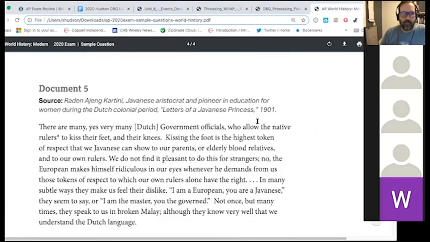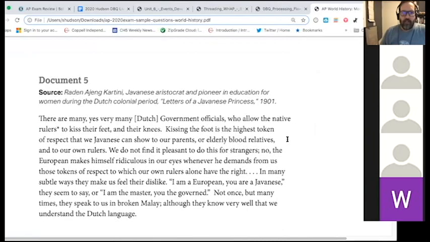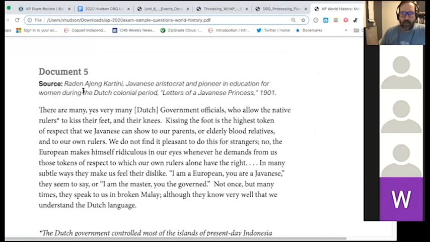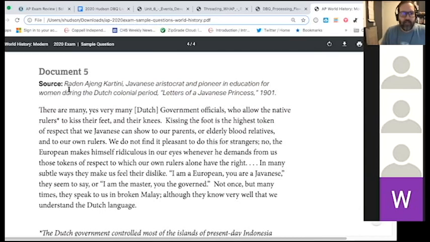And then we go to document 5. And I'm already relieved when I see who this document's from, because India and continental US didn't show up in either place. So both of my sources of potential outside evidence are still in play as outside evidence. All right, so this is Radin Ajeng Kartini, a Javanese aristocrat and pioneer in education for women during the Dutch colonial period. Letters of a Javanese Princess, 1901.